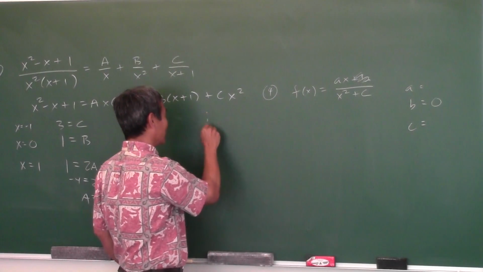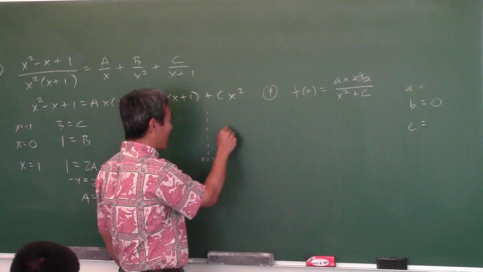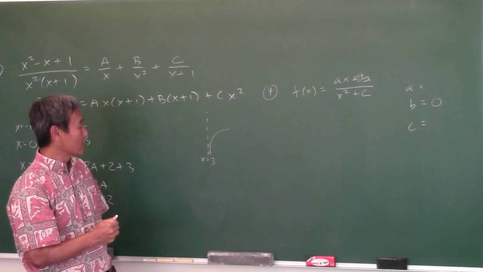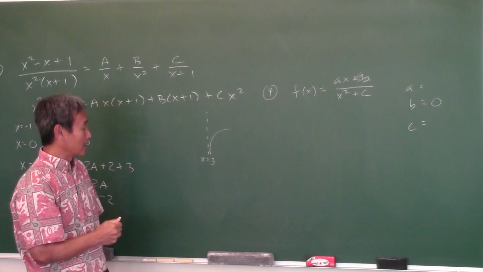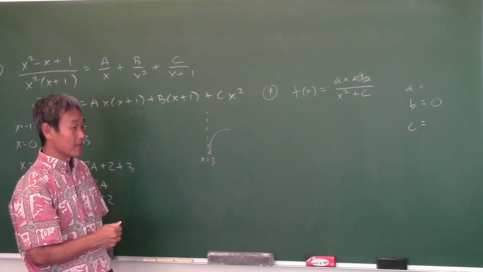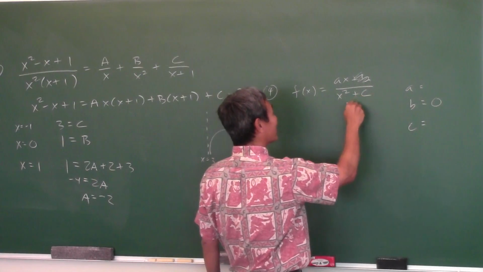What the heck does that mean? That means here's x equals 3. Coming from the right, the graph is going down to negative infinity. That means the vertical asymptote is x equals 3, which means you need an x minus 3 in the denominator. Yeah, but Mr. Park, got x squared there.